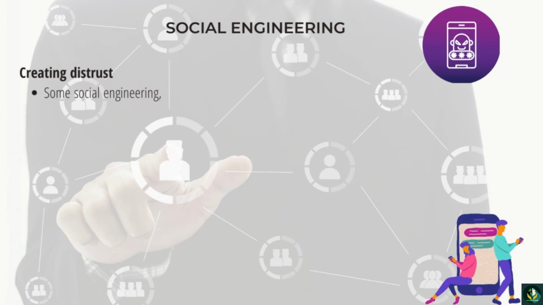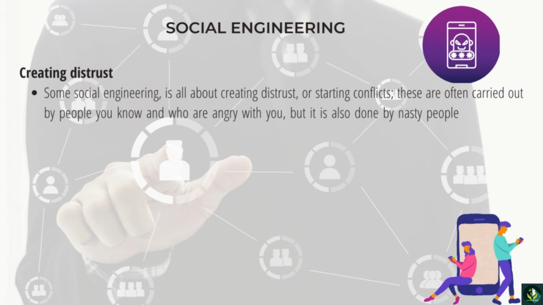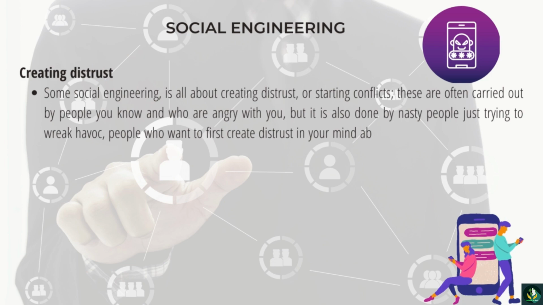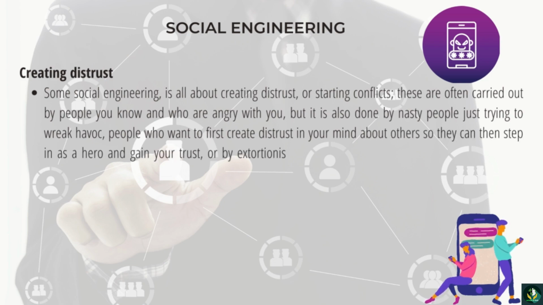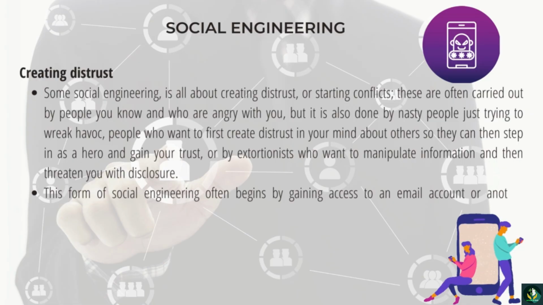Creating distrust. Some social engineering is all about creating distrust or starting conflicts. These are often carried out by people you know and who are angry with you, but it is also done by nasty people just trying to wreak havoc, people who want to first create distrust in your mind about others, so they can then step in as a hero and gain your trust, or by extortionists who want to manipulate information and then threaten you with disclosure.